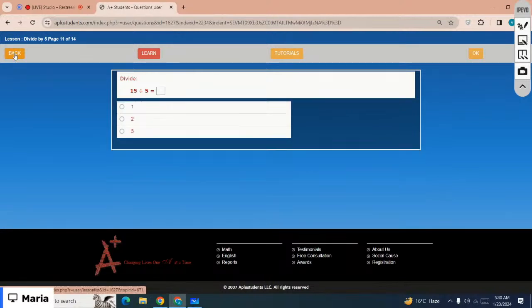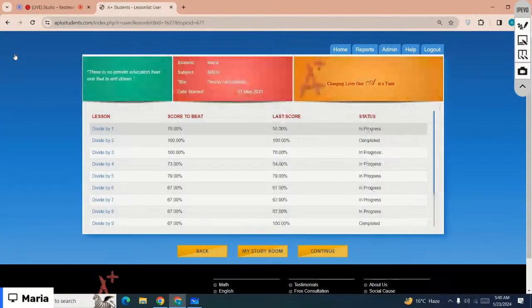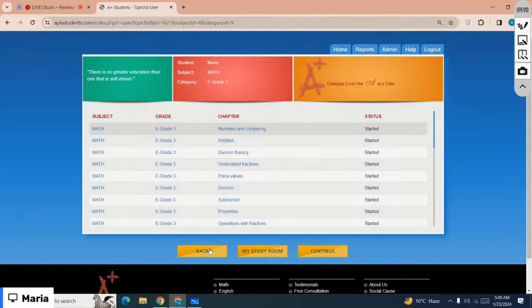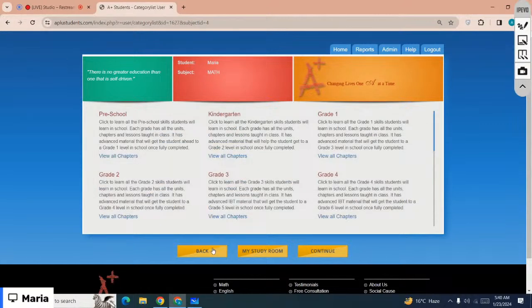Okay, you can complete the lesson by yourself later today. So, we were working on grade 3 math. The chapter we're working on is division skill builders. And the lessons we have covered today are divide by 1, divide by 2, divide by 3, divide by 4, and divide by 5, right? So please make sure before the next session you complete all the practice questions for the lessons we did today. That is your homework until next session, right?